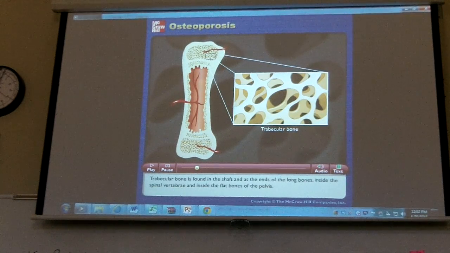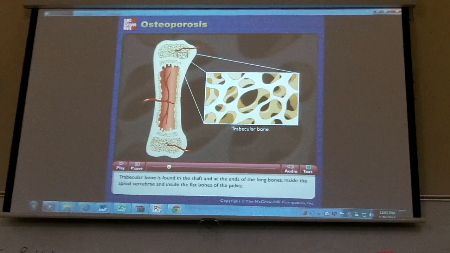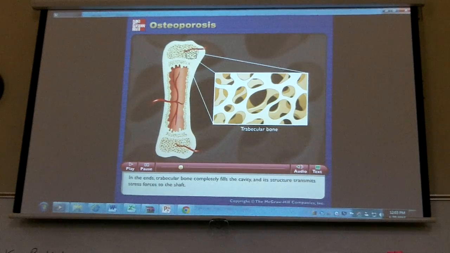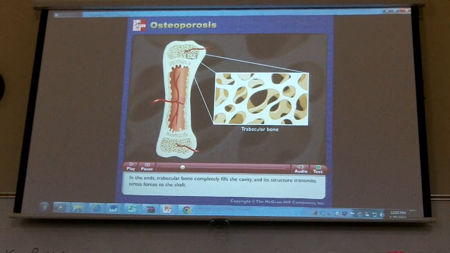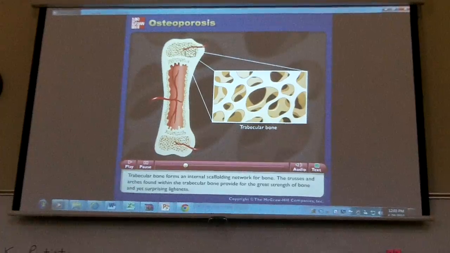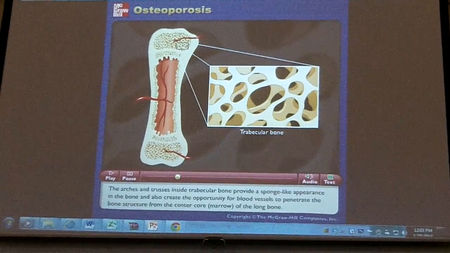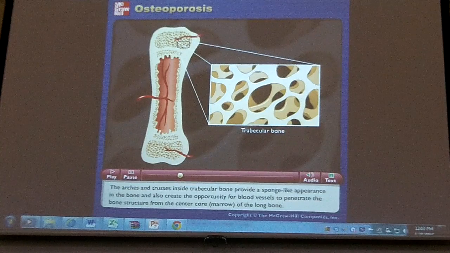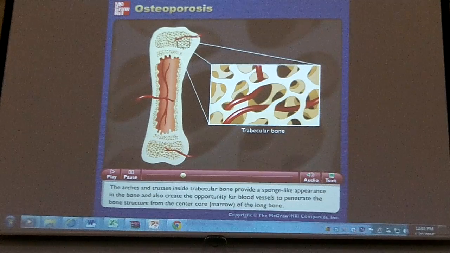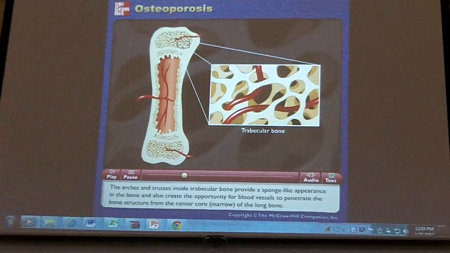Trabecular bone is found in the shaft and at the ends of the long bones, inside the spinal vertebrae, and inside the flat bones of the pelvis. In the ends, trabecular bone completely fills the cavity, and its structure transmits stress forces to the shaft. Trabecular bone forms an internal scaffolding network for bone. The trusses and arches found within the trabecular bone provide for the great strength of bone and yet surprising lightness. The arches and trusses inside trabecular bone provide a sponge-like appearance in the bone and also create the opportunity for blood vessels to penetrate the bone structure from the center core, marrow, of the long bone.